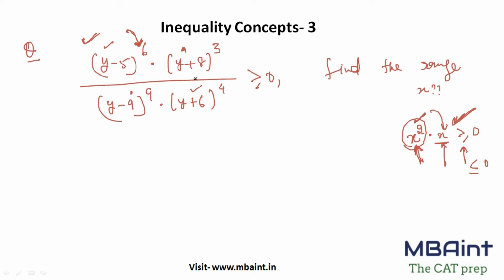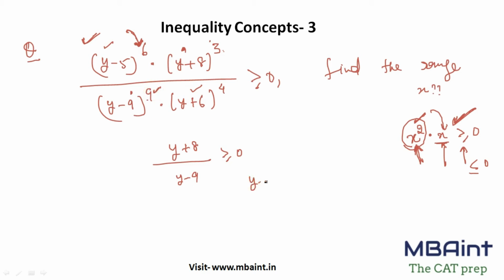Now, I'll take out the even power here. When I take out the even power, I'm only left with y plus 8 and y minus 9, which is greater than or equal to 0. So you just need to ignore the even power. Here there is 3, so I've ignored 2 and I'm just left with 1. Here also it is 9, I've ignored 8 and I'm left with only 1.